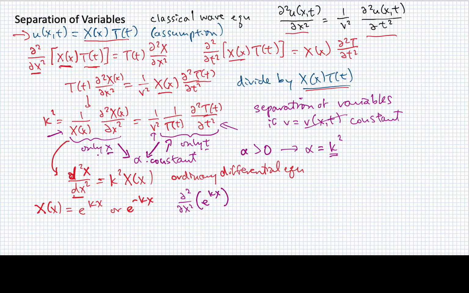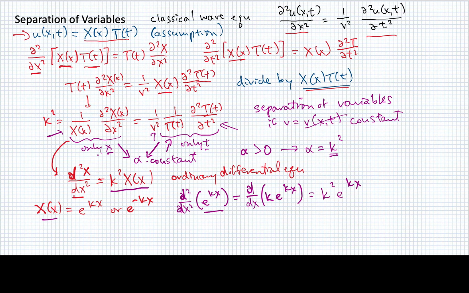When I take the first of the derivatives, and I probably should have left that as a d, not as a partial, the first derivative of this is going to give me k e to the kx. When I take the next derivative, I'll end up with k squared e to the kx. So what I have shown is that when e to the kx is my function, I get k squared times that function.